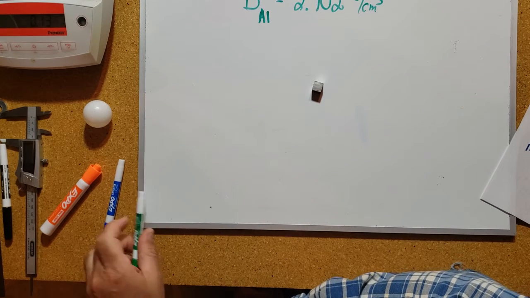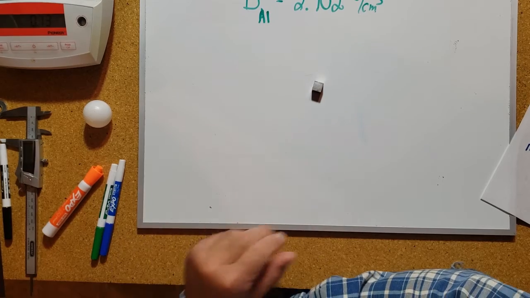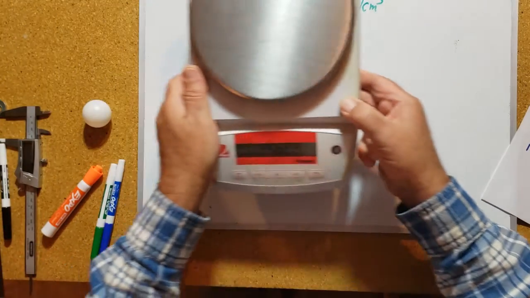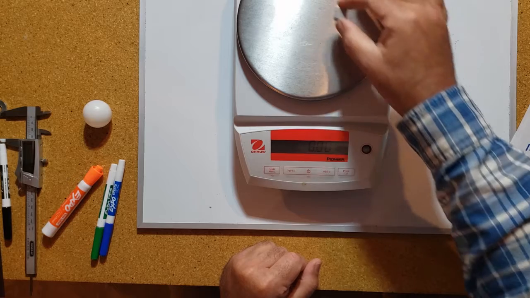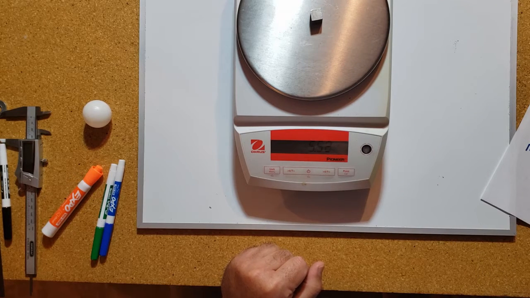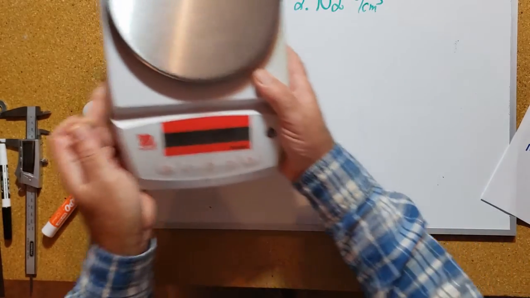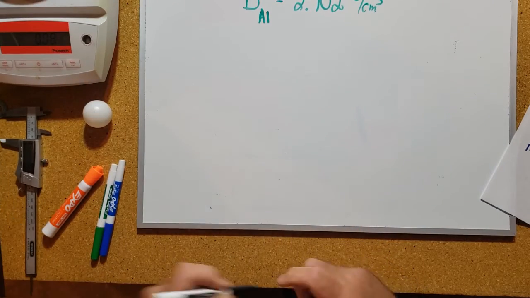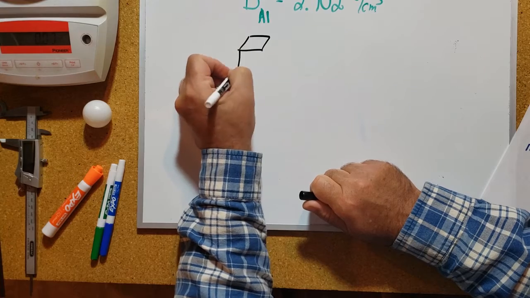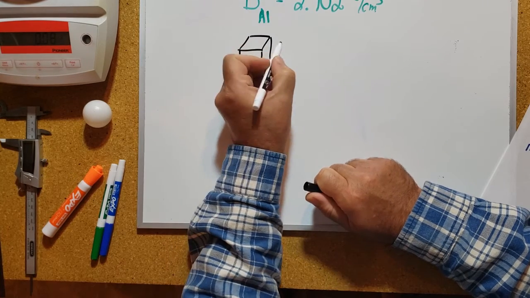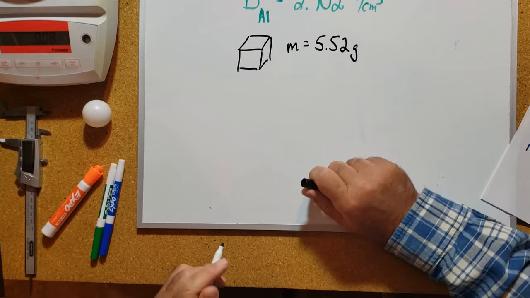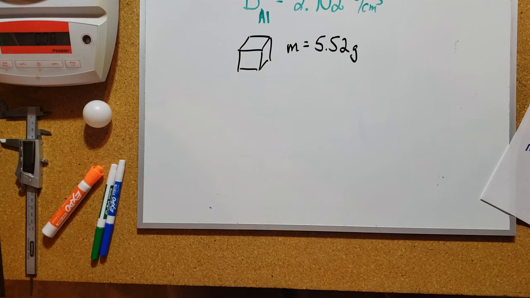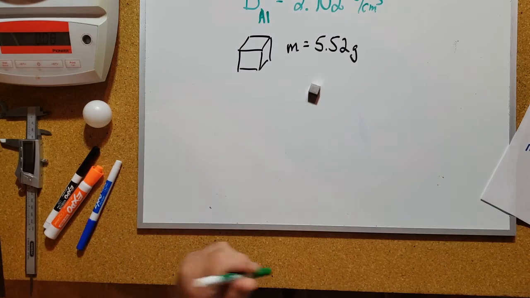Let's say I know the mass of my cube of aluminum. I'll stick with aluminum for right now. All right, let me go ahead and just real quick measure the mass of this guy. I'm getting a mass of 5.52 grams. I've got my little cube of aluminum. Mass equals 5.52 grams. And the question now is, what is the volume of that cube?